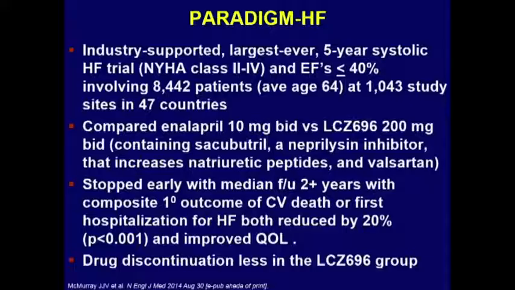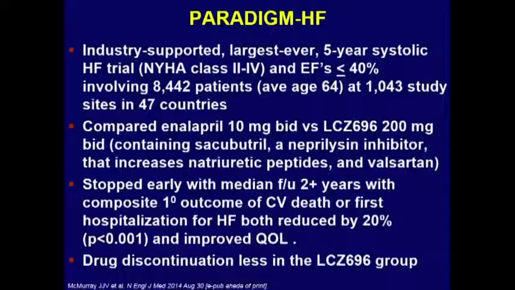This was an industry-supported, largest-ever heart failure, 5-year systolic reduced EF heart failure trial with patients with New York Heart Association class 2 to 4 heart failure. They had to have ejection fractions no greater than 40%, over 8,000, average age 64, throughout the world, 47 countries. And they double-blindly compared the ACE inhibitor enalapril given at 10 milligrams BID with this ARB neprilysin inhibitor called LCZ696, which now has been named Entresto. And it's brought to us by Novartis. It comes in several dose strengths, but the dose of 200 BID was the ceiling dose used.